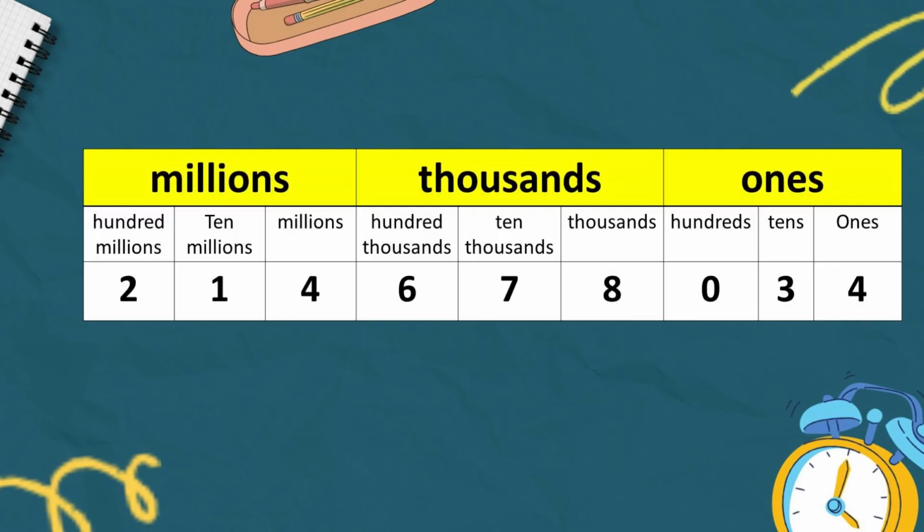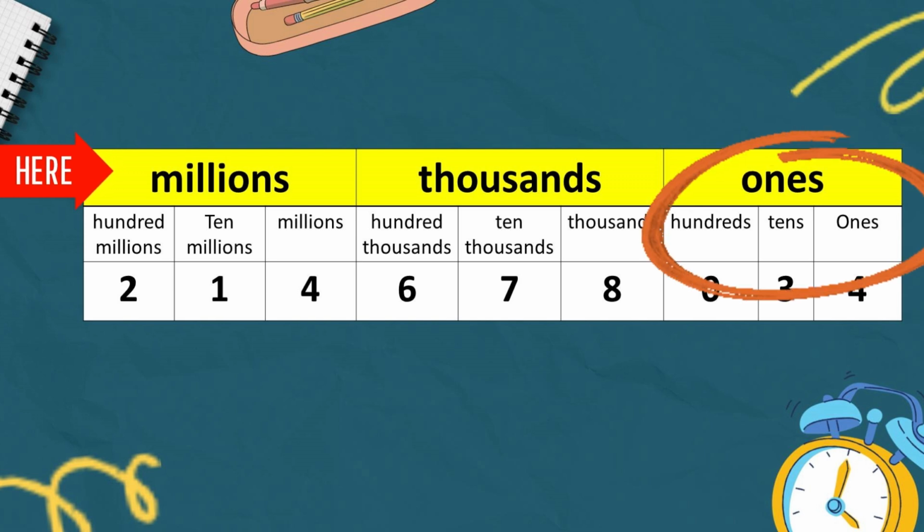Kids, let's have a bit of a review about place value because this is very important to make the lesson today easier. Large numbers are arranged in groups of 3 called periods. These are the ones period where we can find the place value, ones, tens, and hundreds.